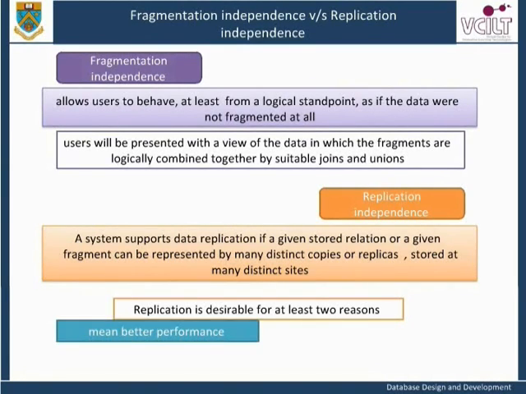First, it can mean better performance. Applications can operate on local copies instead of having to communicate with remote sites. Second, it can also mean better availability. A given replicated object, fragment, or whole relation remains available for processing so long as at least one copy remains available, at least for retrieval purposes.